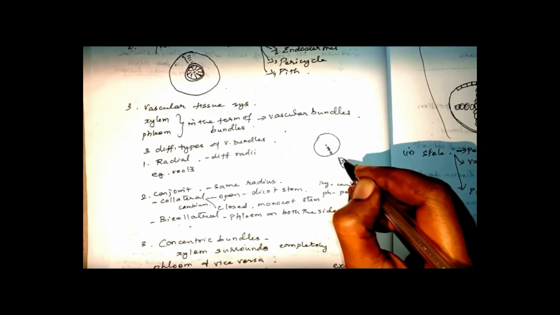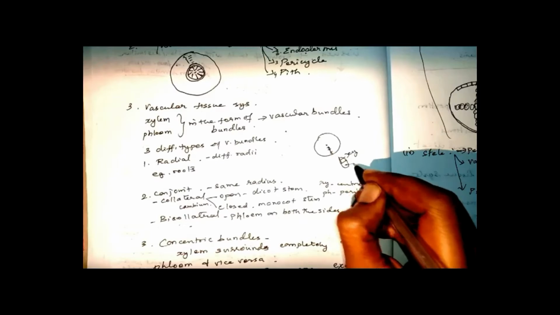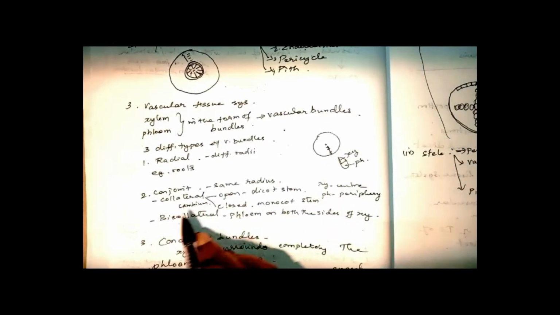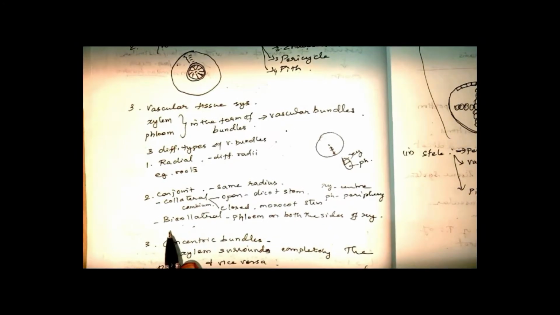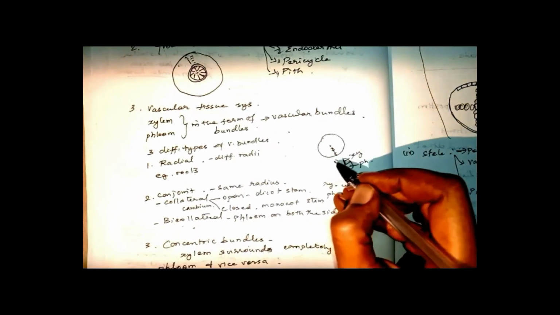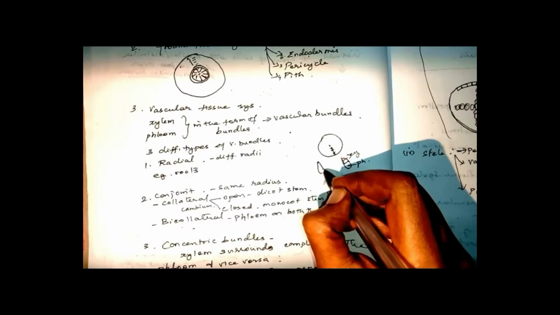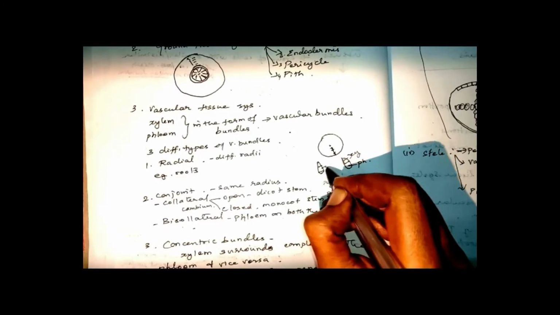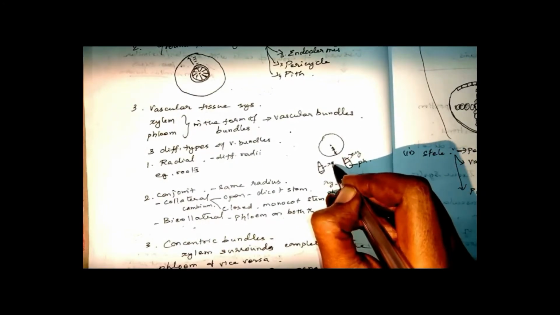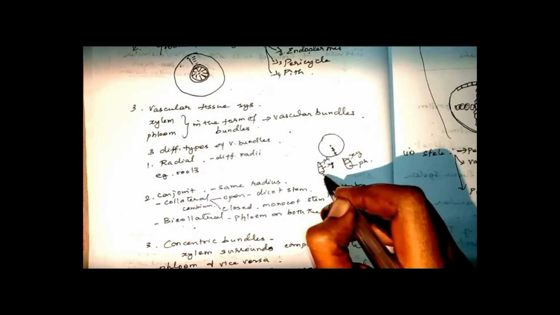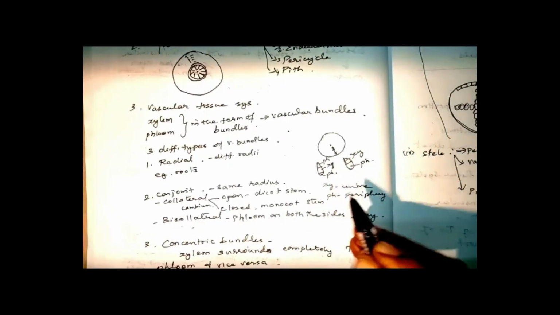So xylem here and phloem here. If it is present in this way, we call it collateral. What is bicollateral? When phloem is present on both the sides of the xylem. So xylem in the center, phloem present on both the sides of the xylem, we call it bicollateral.